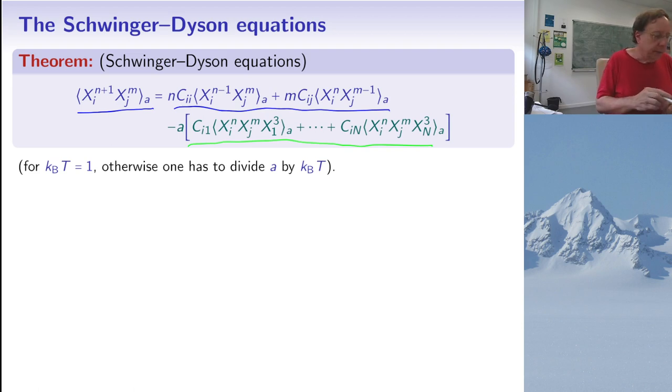So just a remark, I have assumed here that my Boltzmann constant times temperature is equal to 1, otherwise we have the same expressions, but we should replace a by a over kBT.